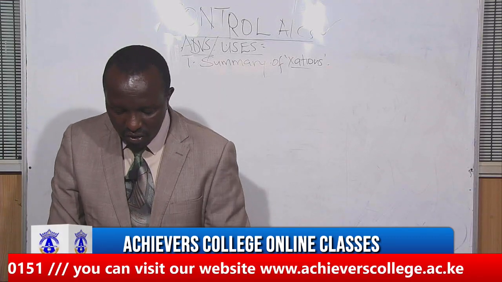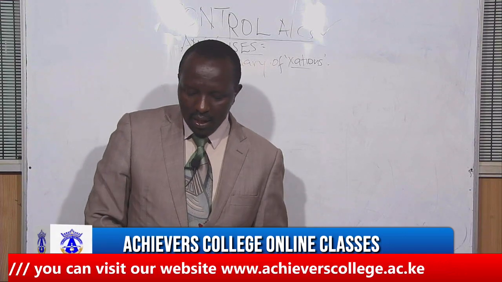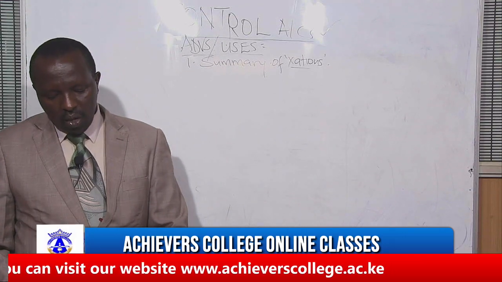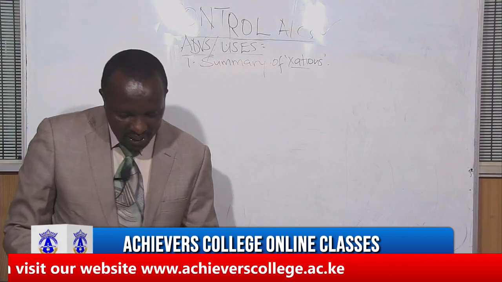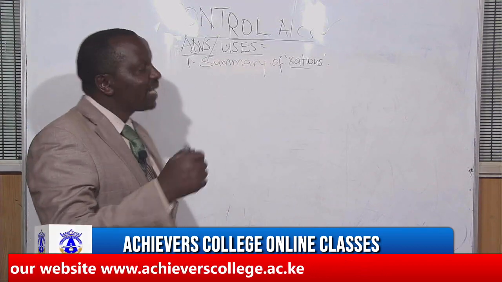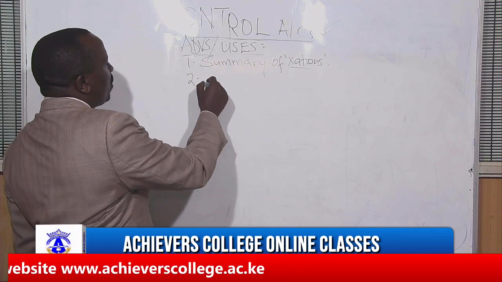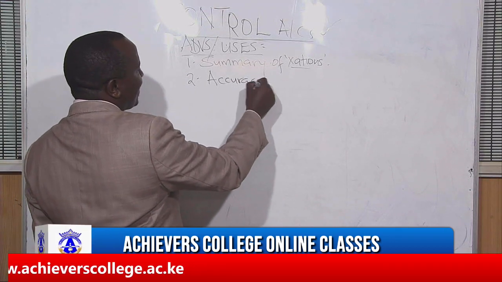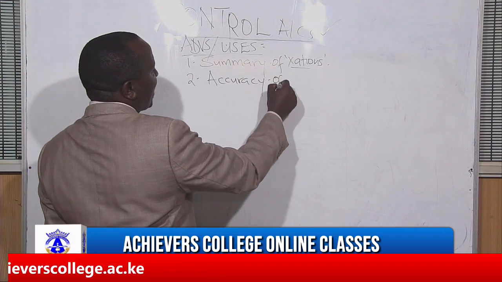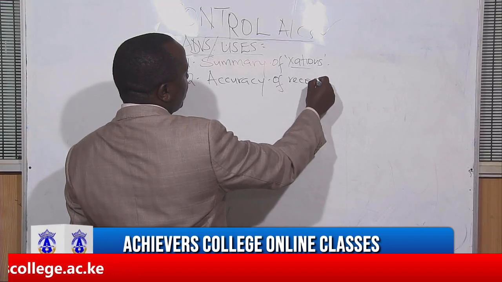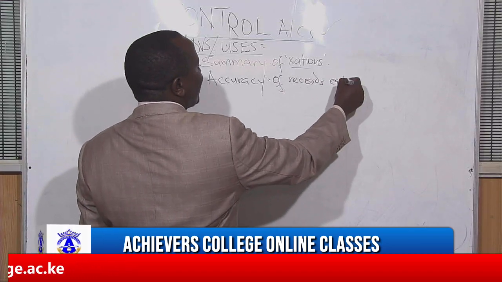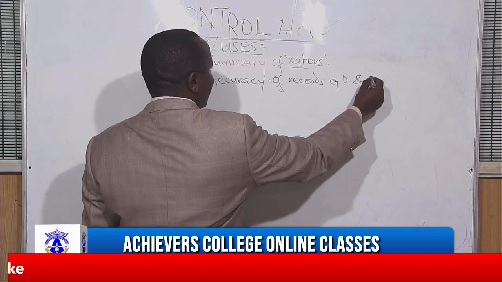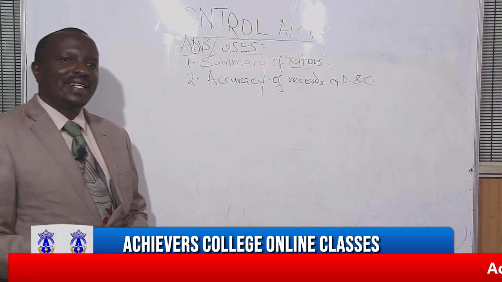And the second reason why we use control accounts is because control accounts will always provide accurate figures. It checks the accuracy of records, of financial records, especially of debtors and creditors.